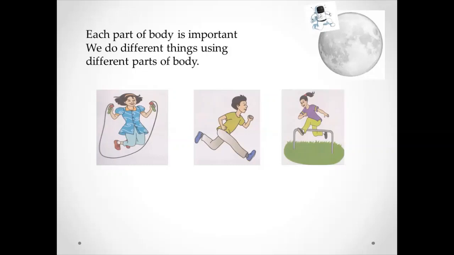So there are a lot of parts in our body and each part is very important. For example, we are using eyes to see and to read. We're using our nose to smell things. We're using our ears to hear. Each body part is very important. We cannot separate one body part from another body part.